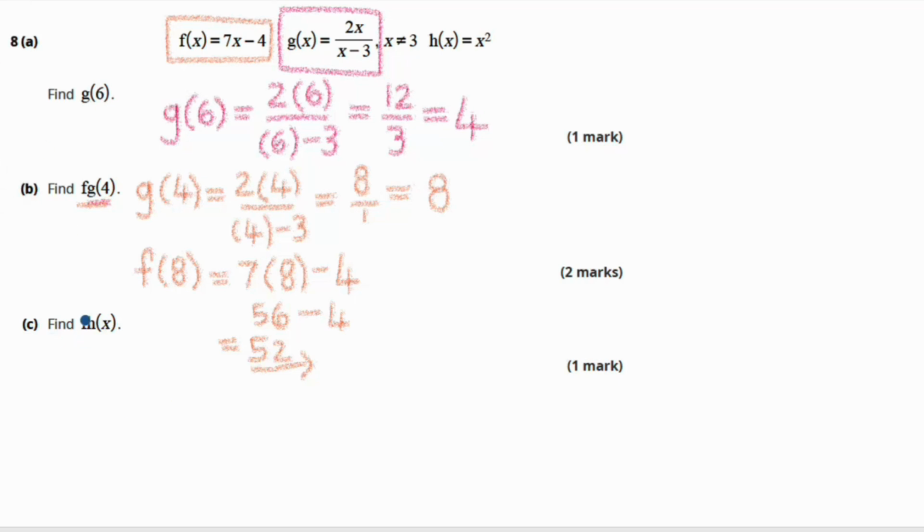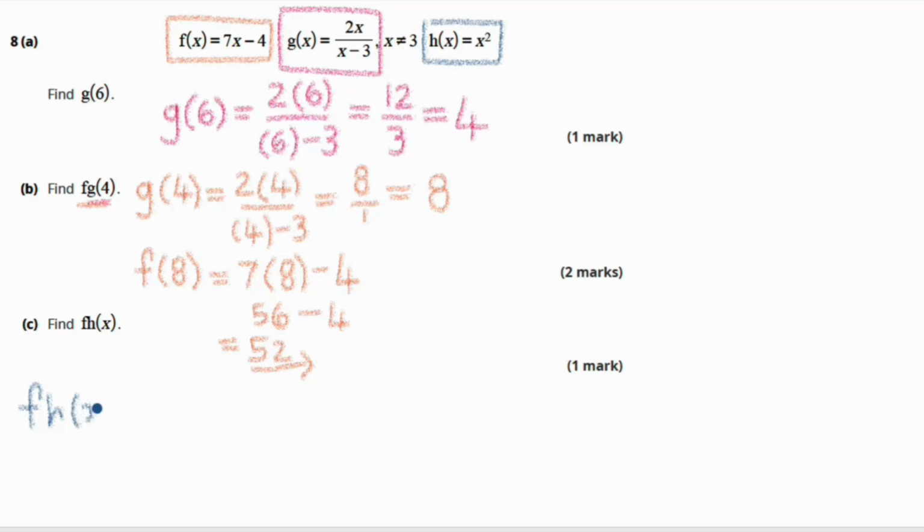So now we have to find f of h of x. This means we take the whole function h of x and we substitute it into f. Now we know that h of x is equal to x squared. And we know that f of x is equal to 7x minus 4. So wherever we see x in f of x, we replace it with h of x, which is x squared. So that means we'll write it like this.